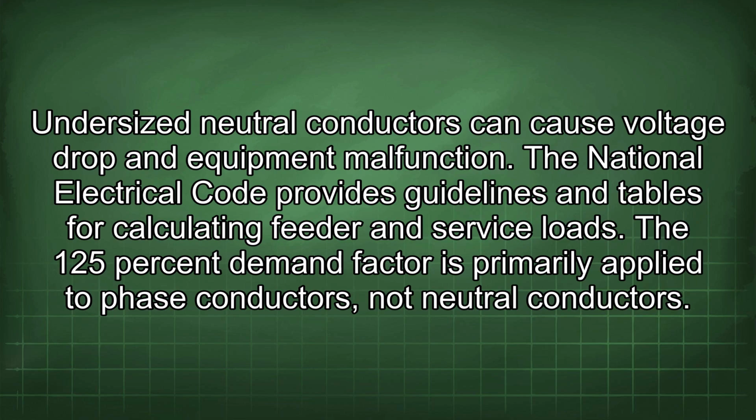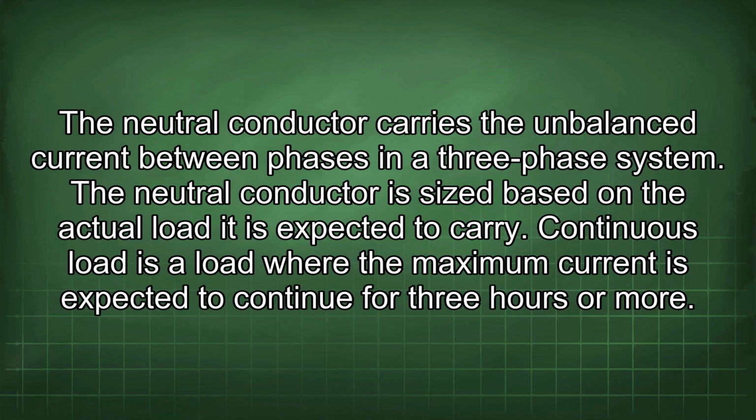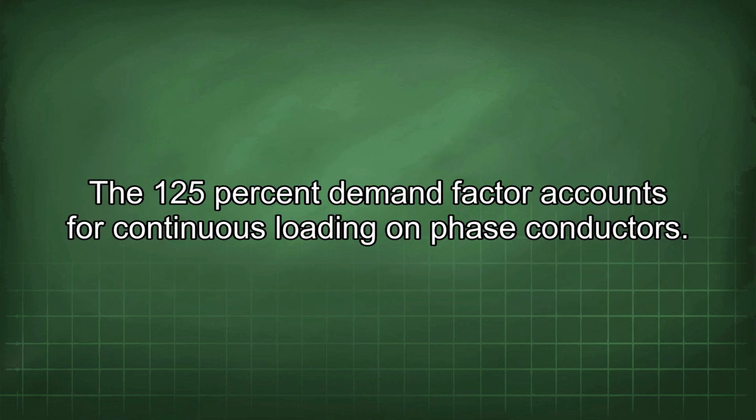The 125% demand factor is primarily applied to phase conductors, not neutral conductors. The neutral conductor carries the unbalanced current between phases in a three-phase system. The neutral conductor is sized based on the actual load it is expected to carry. Continuous load is a load where the maximum current is expected to continue for 3 hours or more. The 125% demand factor accounts for continuous loading on phase conductors.